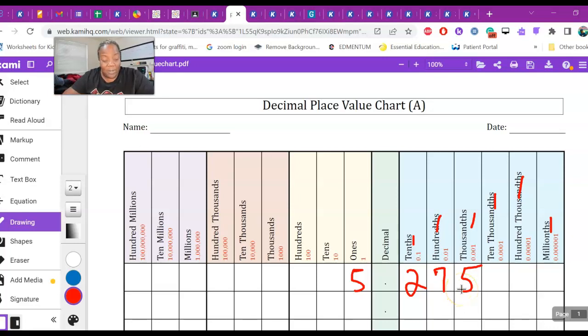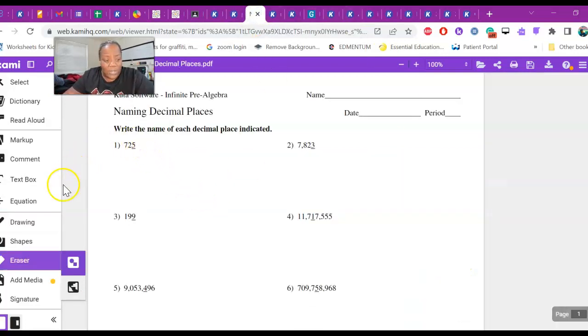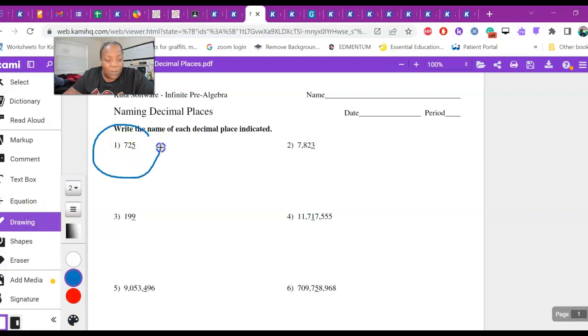I'm going to show you where everybody made the mistake. But before we begin that, let's first practice understanding place value with names. If I were to ask you question number 1, we have 725, right? What place value is that 5? Notice there is no decimal here. So that's 725 as a whole number.